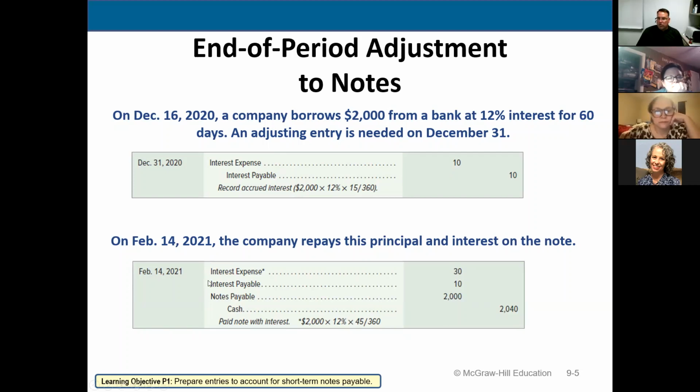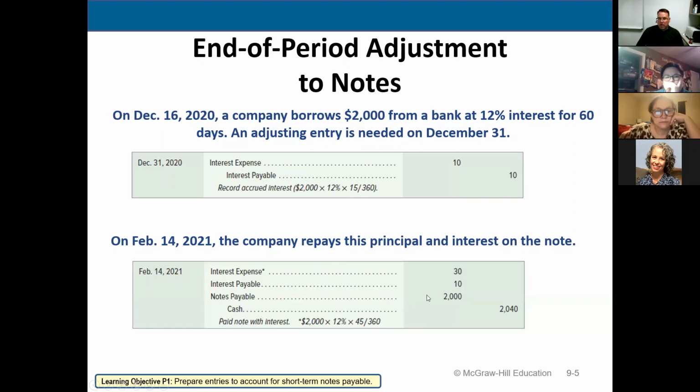Then on February 14th, Valentine's Day, when we get to pay it off, we'll debit interest expense for any expense we've incurred during 2021, which would be 45 days' worth. And then we'll debit interest payable for the interest payable we created up here in our adjusting entry.